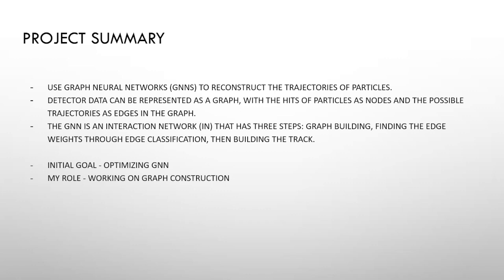The GNN is an interaction network that has 3 steps: graph building, finding the edge weights through edge classification, and building the track. My initial goal was to work on optimizing the GNN, and what I ended up doing was working on graph construction.